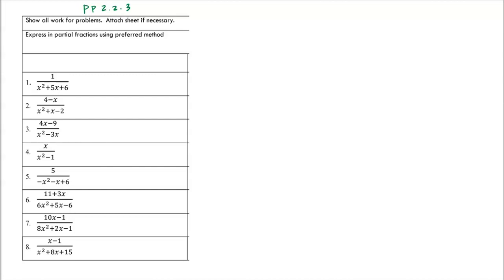So number one, remember there were two ways to solve these. 1 over x squared plus 5x plus 6. Let's go ahead and split this up: A over x plus 3, B over x plus 2.